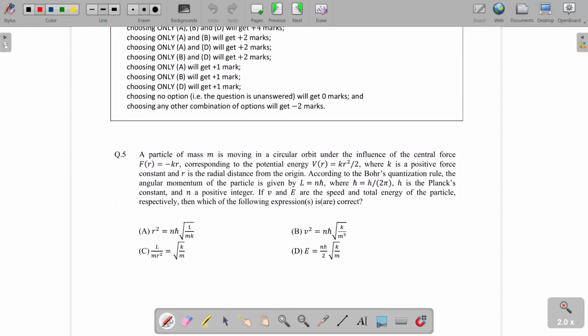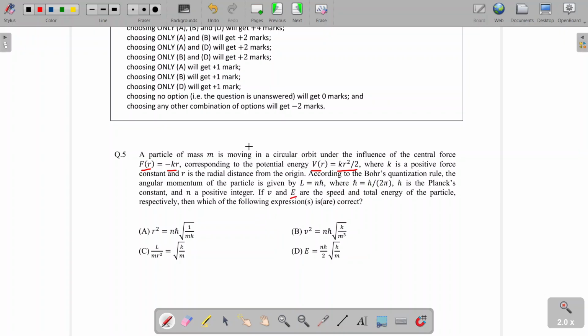We have a question. A particle is moving along a circular orbit under the influence of a force F_r equal to minus kr. The corresponding potential energy is equal to kr square by 2 and angular momentum is quantized. So this is a regular Bohr model except that we have a different kind of force. We are to find the radius of the orbit, the square of the speed of the orbit, and the energy of the orbit. So let us see.